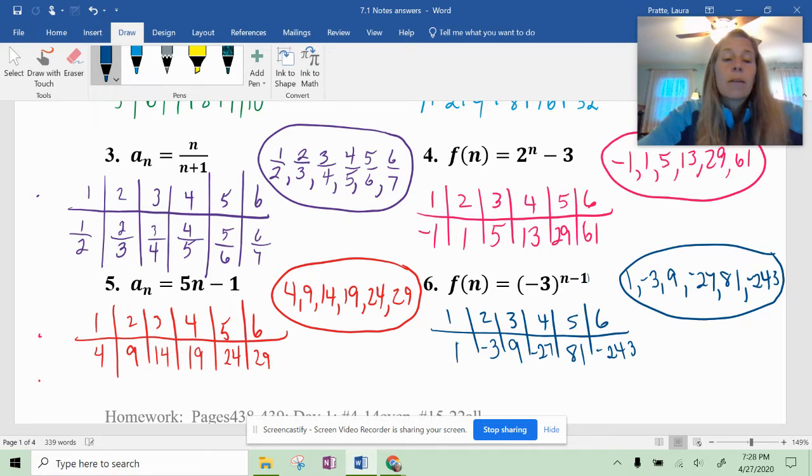All right, so basically that is how you can come up with terms in your sequence. So if you are given the rule for the sequence, you can just input the numbers in consecutive order and you can come up with the actual numbers in the pattern or sequence.